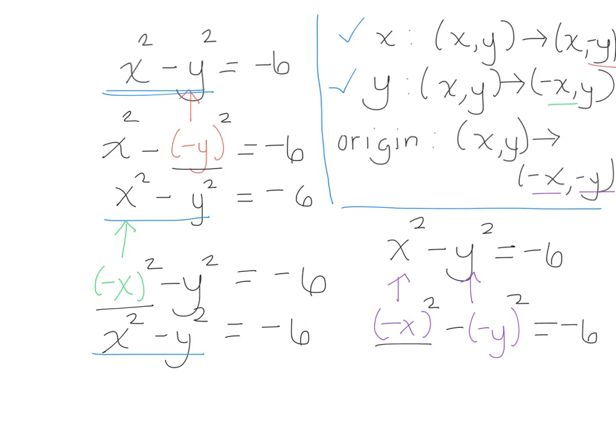Well, when you square negative x, you of course get positive x squared. When you square negative y, you of course get positive y squared. And it equals negative 6. So again, notice the rule that is produced is the same as the original rule in the equation. So this is an example of a graph that is symmetric to the x-axis, to the y-axis, and to the origin.